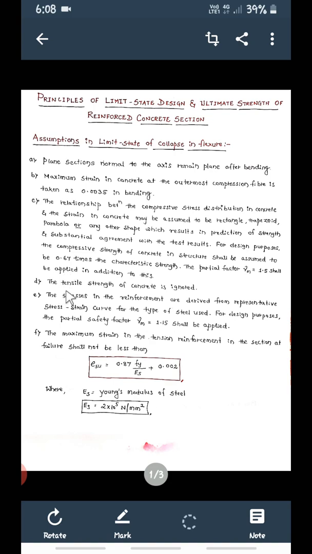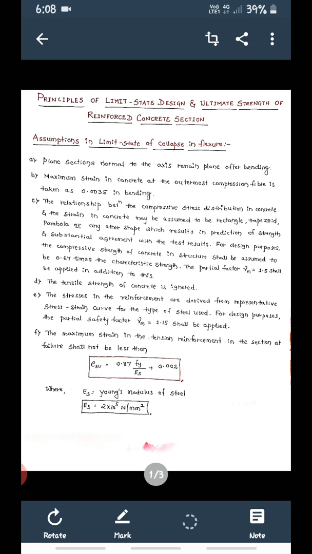Then the fourth assumption is that the tensile strength of concrete is ignored. This is also important. Now see, as you already know, concrete is very good in compressive strength. It will take a maximum compressive strength. But when it comes to tensile stress or tensile load, it will not take it, because concrete is a brittle material. It will fail.